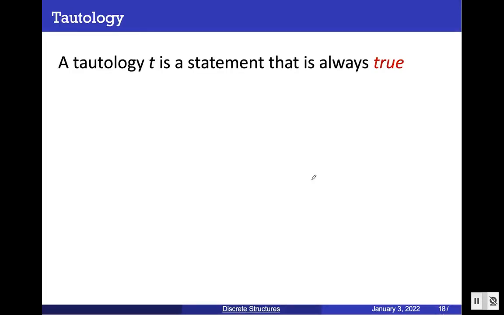Hello everyone. So in this segment we are going to see a kind of statement which is known as tautology. A tautology is a statement that is always true. So let's find out an example.